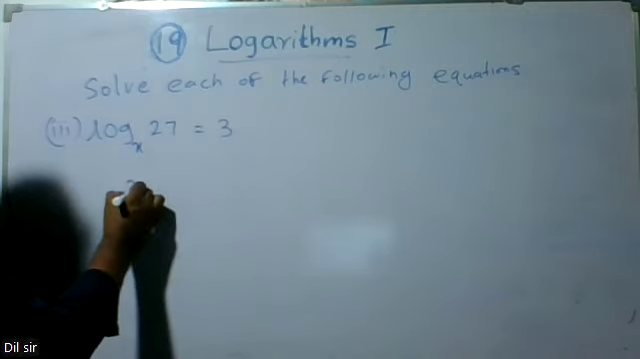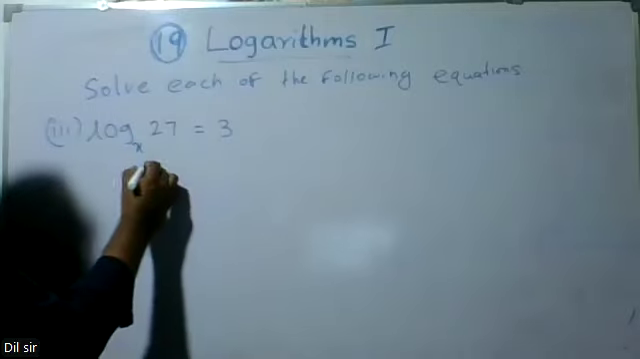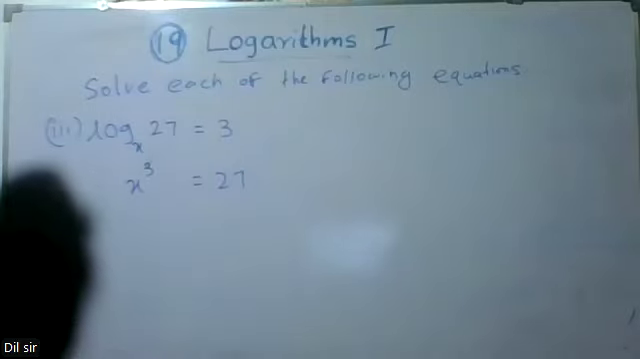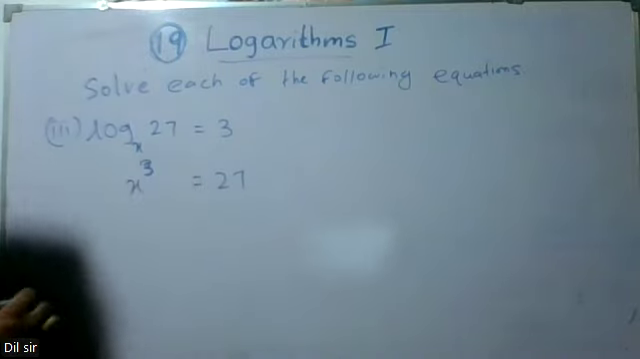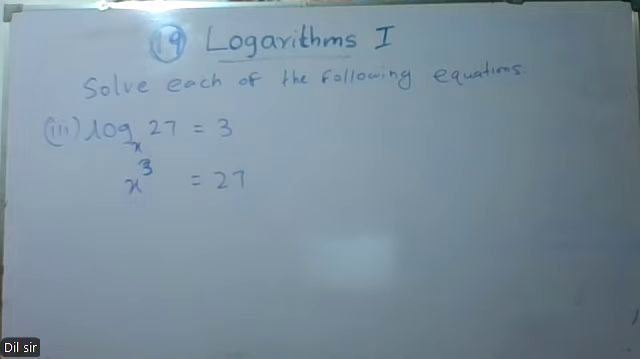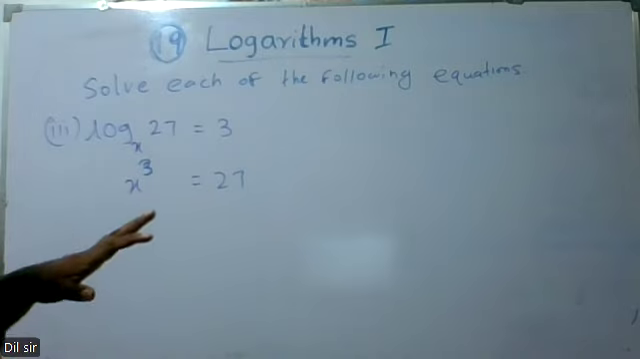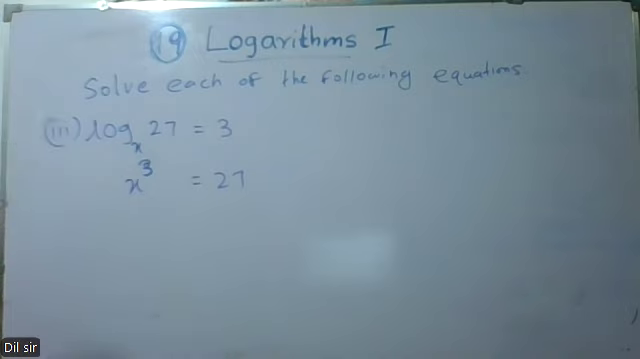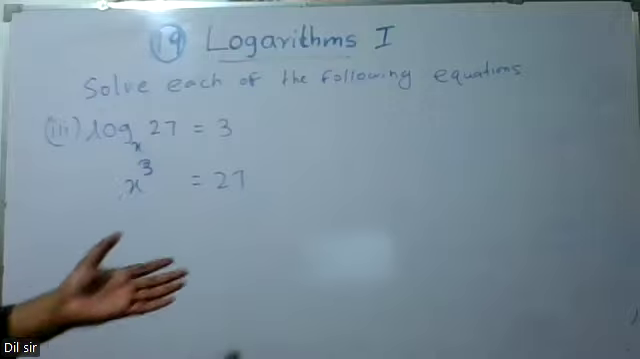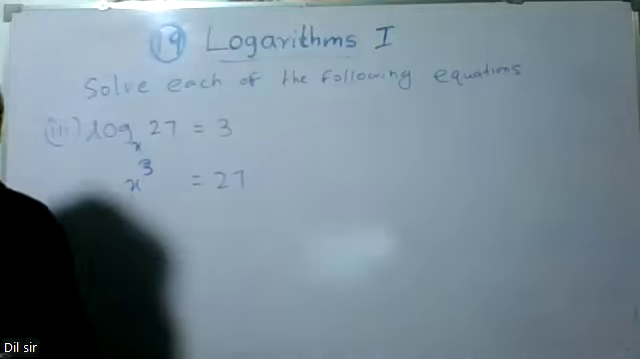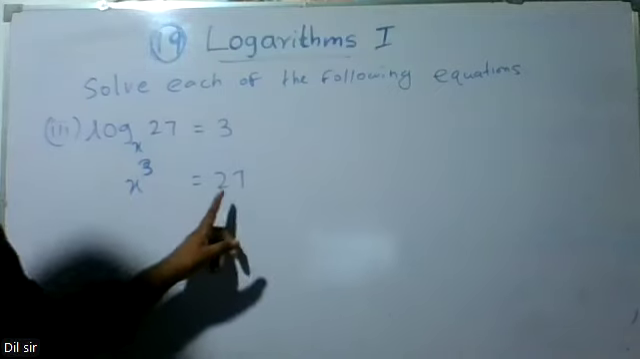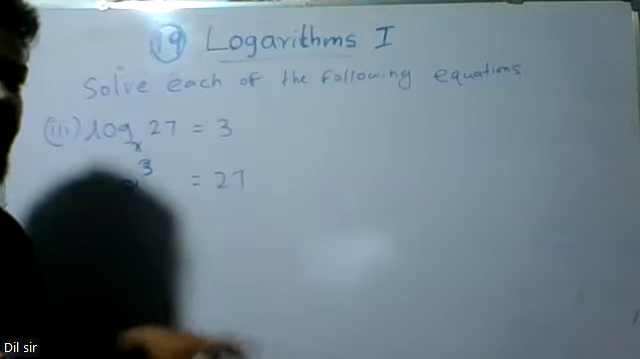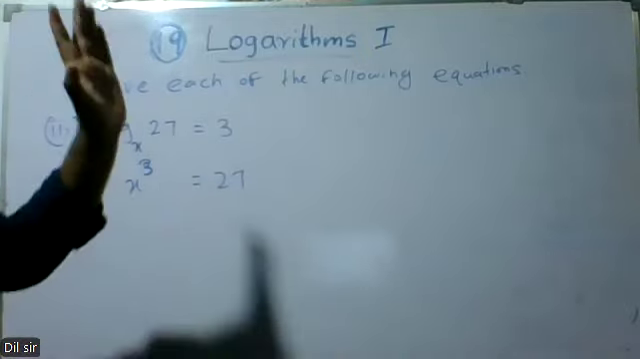Index notation: x to the power 3, base is x, index is 3, value is 27. Now we can see this definitely differs from the first two examples. In the first two examples, your unknown term was in the index. Now the unknown term is in the base. Then you have to write 27 in index notation with index 3.